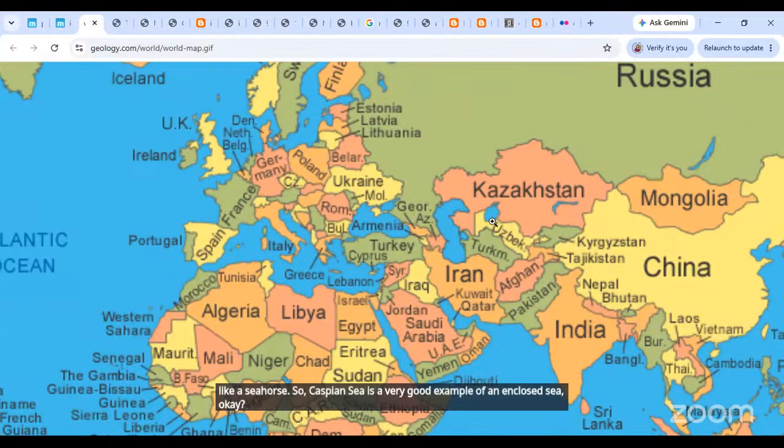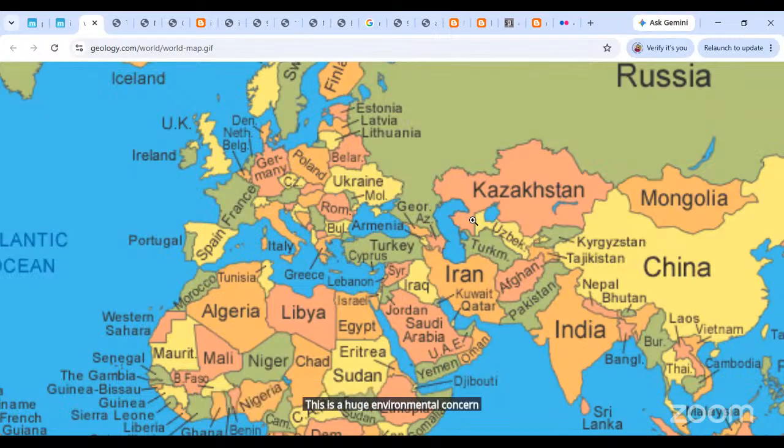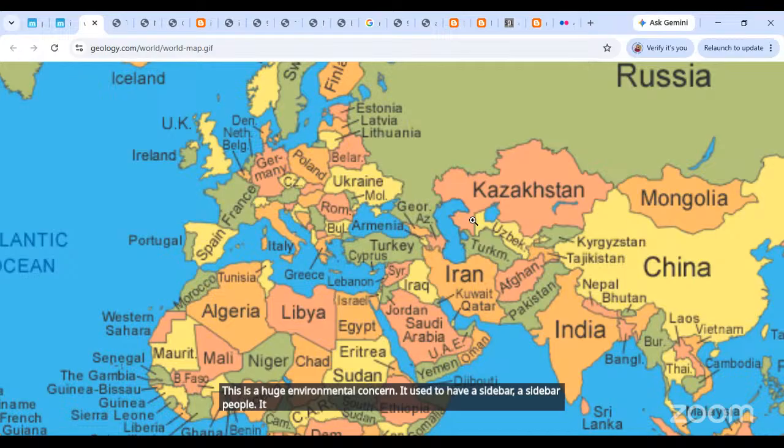So is this one, the Aral Sea. Can you make out the Aral Sea over here? It lies between Kazakhstan and Uzbekistan. That's the Aral Sea, okay. This is a huge environmental concern. The Aral Sea used to be much larger in size than you can see right now. It lies between Kazakhstan and Uzbekistan.